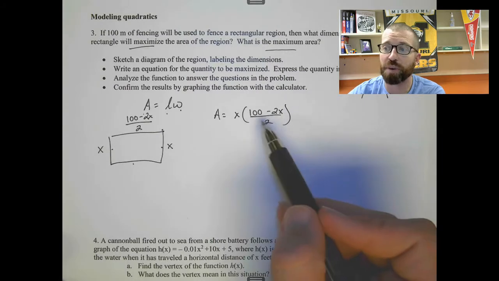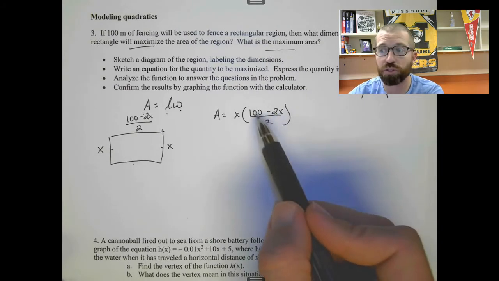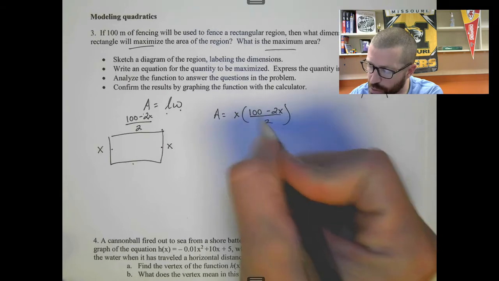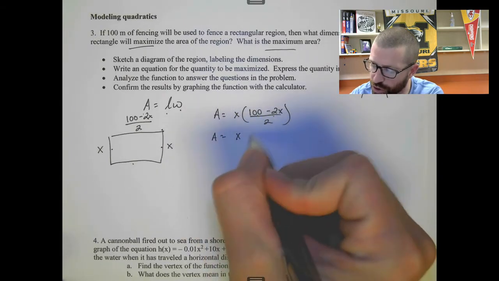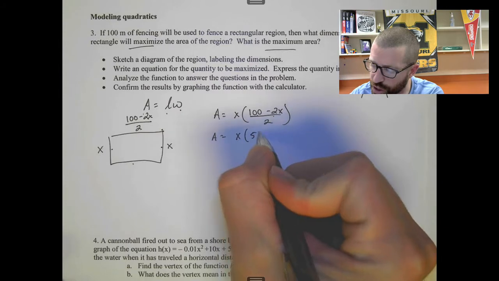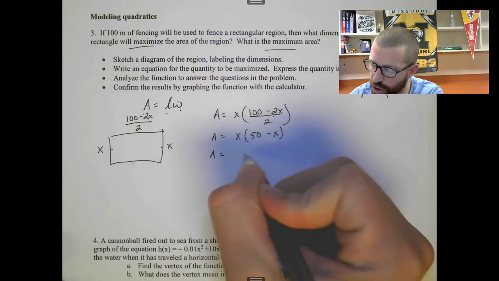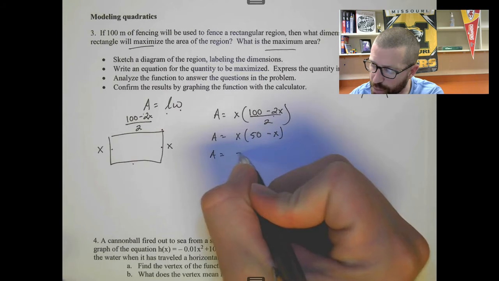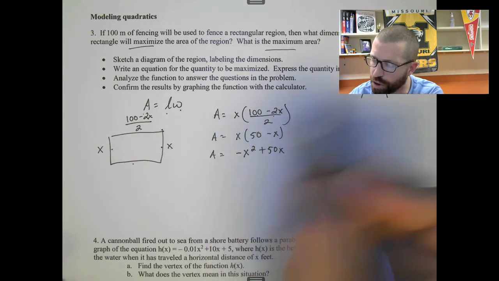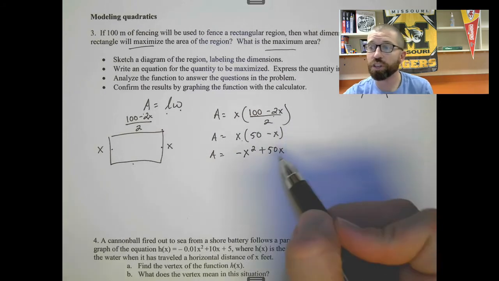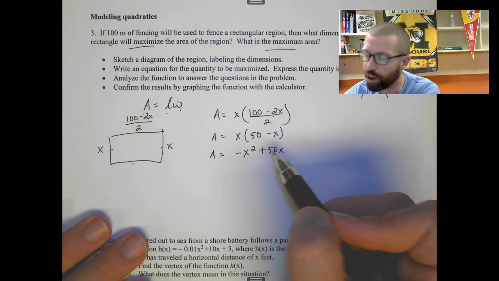Okay, so if I maximize this, now you think, well, that's not even a quadratic equation. What is that? Well, let's simplify it a little bit. I can divide both 100 and 2x by 2, so that becomes just 50 minus x. And then I can distribute, and so that becomes minus x squared plus 50x. So I switched the order but distributed the x. So now I have an equation that I can maximize to find the area.